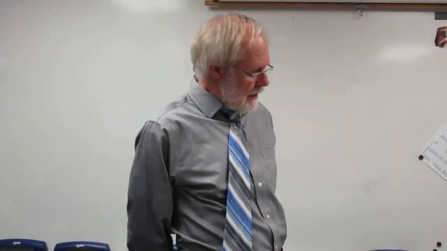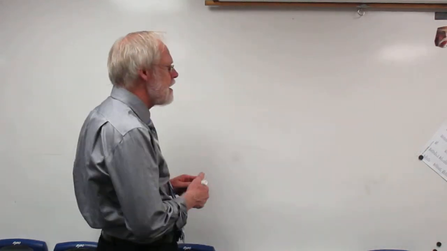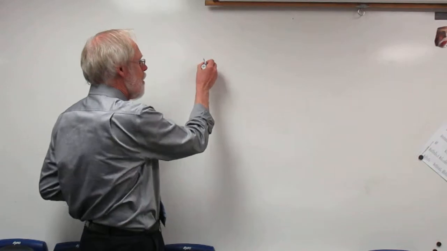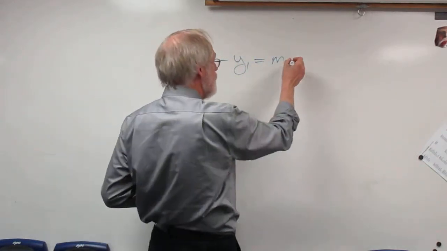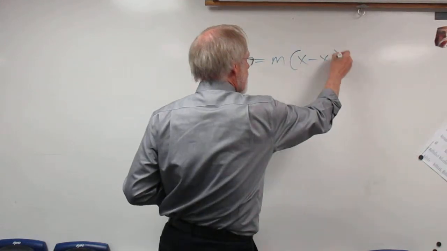Hi. Today I'd like to continue our discussion of section 4.3. In our previous discussion, we talked about writing linear equations in point-slope form. So now let's review that one first. y minus y1 equals m, the slope, times x minus x1.